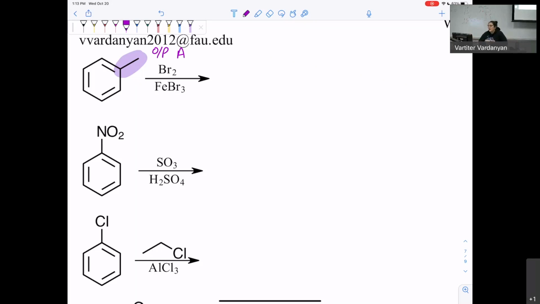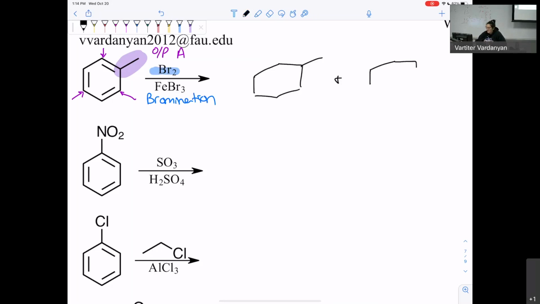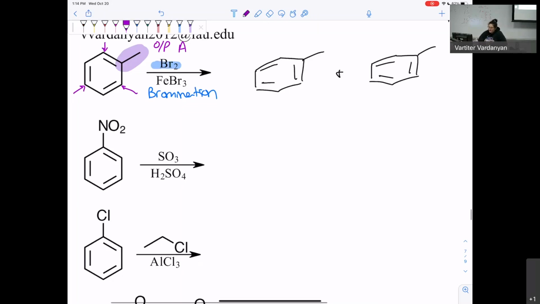All right, so once we have ortho-para activators, I then go in and draw an arrow on the ortho positions and on the para position, because those are the possible places we can substitute. Next thing I do is, what kind of reaction is this? Bromination. So what do I add to the ring? Just a Br, cool. So we could have two possible answers, and they are the ortho and the para product. And technically you could have two ortho products, but they are going to be exactly the same molecule. So I'm just going to draw one of them for you.